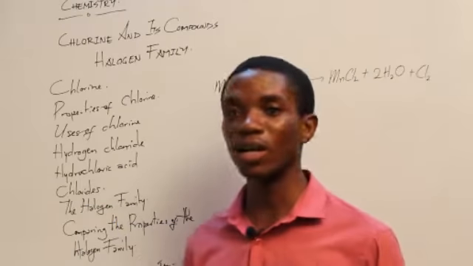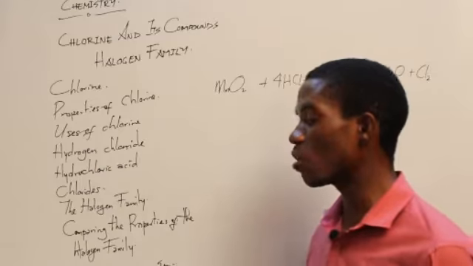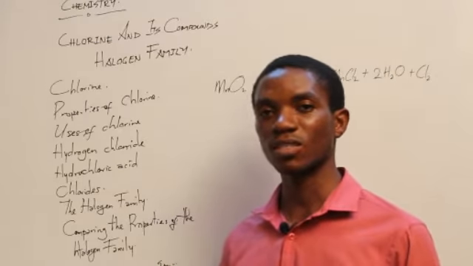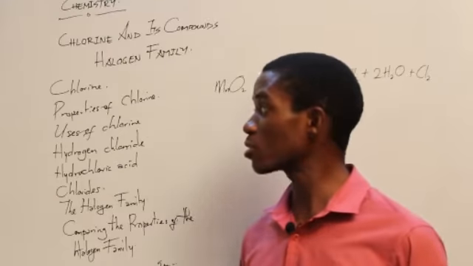Then we'll look at the halogen family. We'll pick them one after the other. Then we'll compare the properties of the halogen family, that's the similarities between them. And that will be the end of the lesson. So let's go into it.